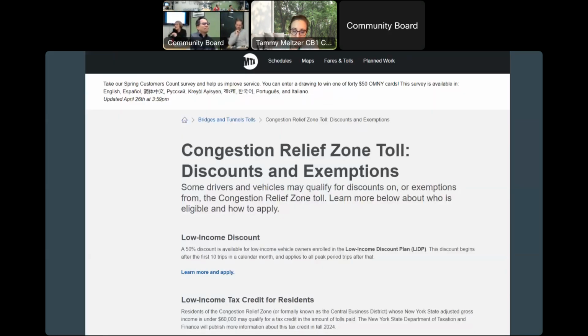Staten Island. Heads up: congestion relief zone toll discounts and exemptions, and now you can sign up at the MTA if you are in the qualifying groups. That just went active fairly recently. Let people know. Whether you're going for the low income discount, which is not the same one as the low discount, 60,000 gross, those who live in the zone, because there you have the tax thing. This is the one that was with the EIS.